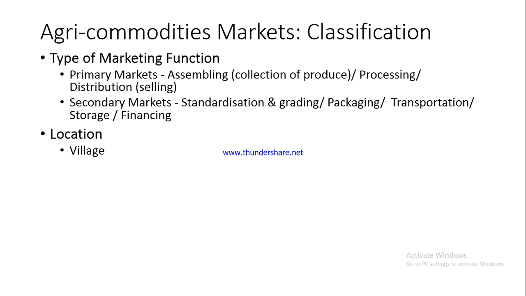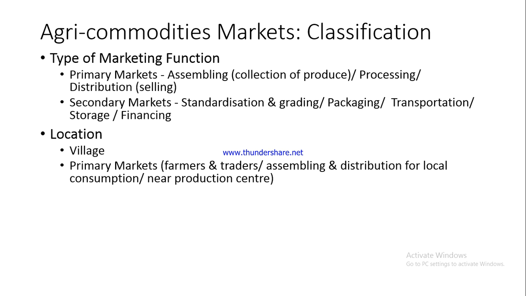So the first one is the village markets. Why? Because they are located in villages. So then the second one is the primary markets. Again, these are same as the primary markets we have mentioned above. The only difference is here we are categorizing them as primary markets based on location. There we were categorizing them as primary markets on the basis of marketing functions performed by them.